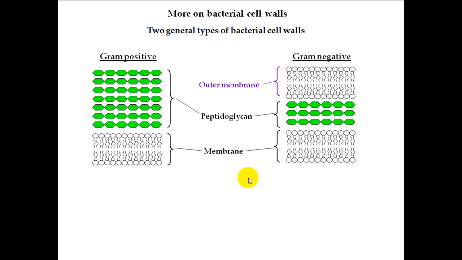So there's two general types of bacterial cell walls, gram-positives and gram-negatives. What we'll do next is take a closer look at the structure of gram-positive cell walls, and then we'll take a closer look at gram-negative cell walls. We'll see that there are other things that make gram-positives different from gram-negatives. So again, first we'll take a look at gram-positives a little bit more closely.